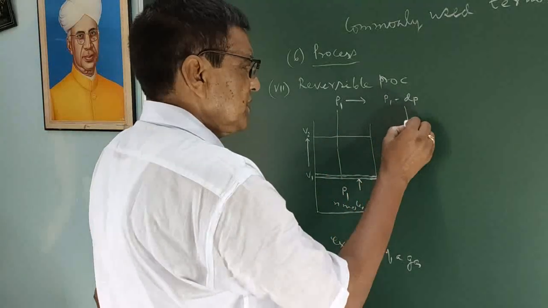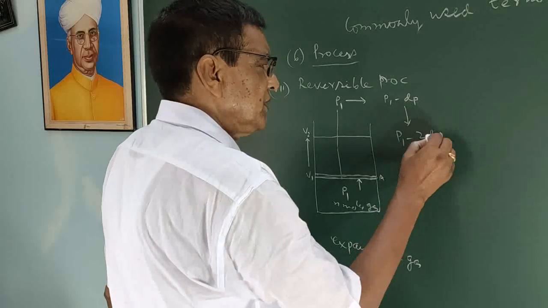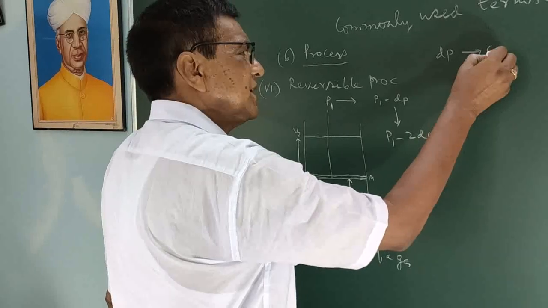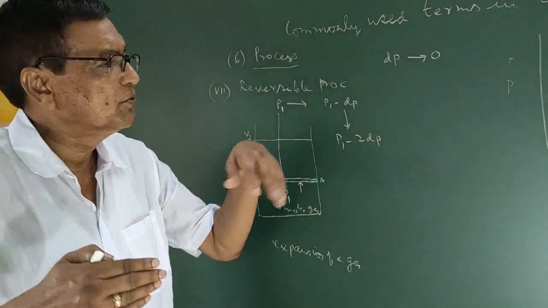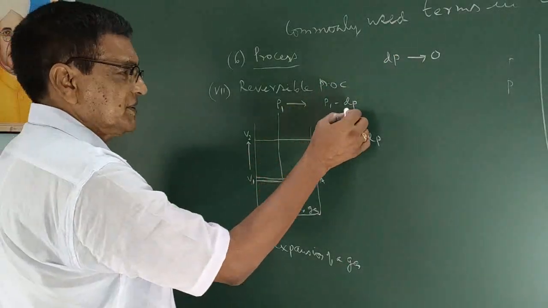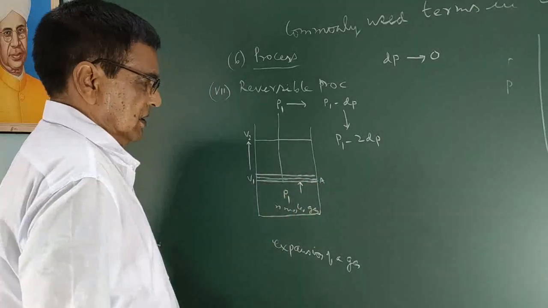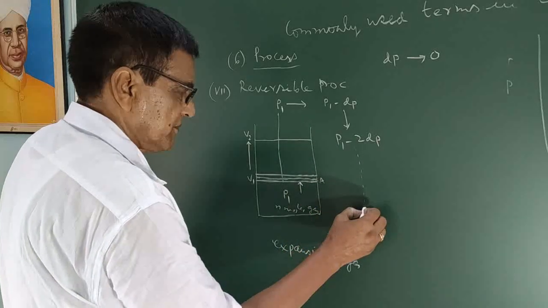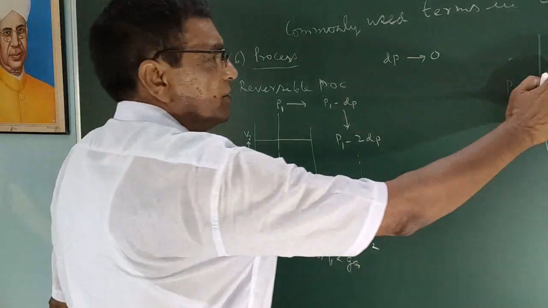And from this step, again suppose the pressure becomes P1 minus 2dP. dP is infinitesimally small, tending to 0, meaning that if we lower this value of dP, there will be no change. For this second step, again the piston will move to a certain height, and this continues in multiple steps. Lastly, it reaches P2. Volume changes from V1 to V2, pressure from P1 to P2.